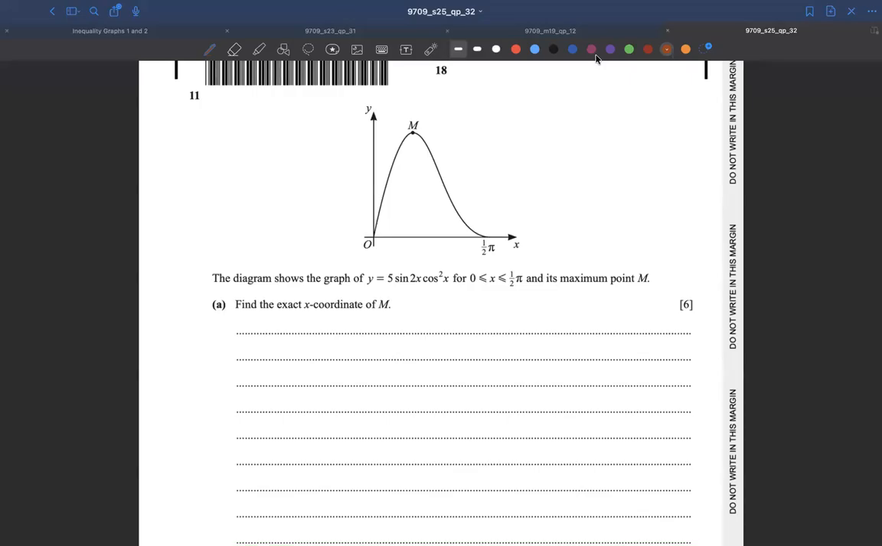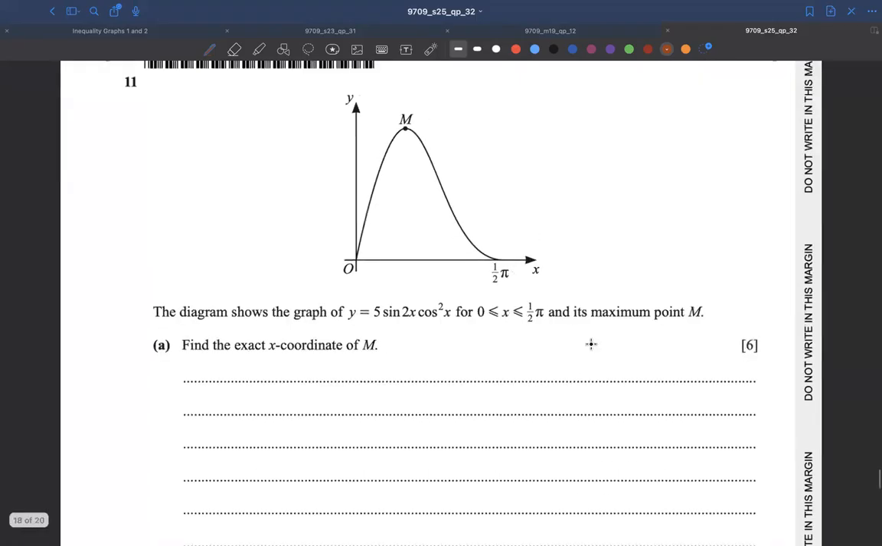In question number 11, the diagram shows the curve, the graph of y equals to 5 sine 2x cos square x and its maximum point M. We have to find the exact x coordinate of M. Now, as it's a maximum point, we know that dy by dx would be equals to 0. And as the terms are multiplying, we'll use the product rule.